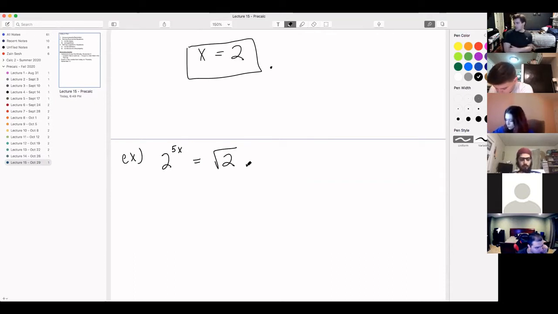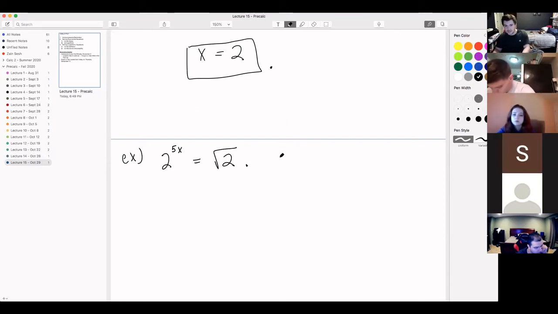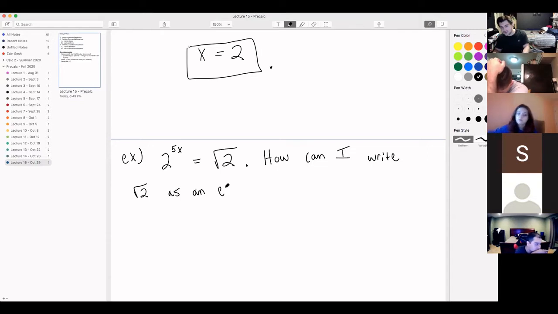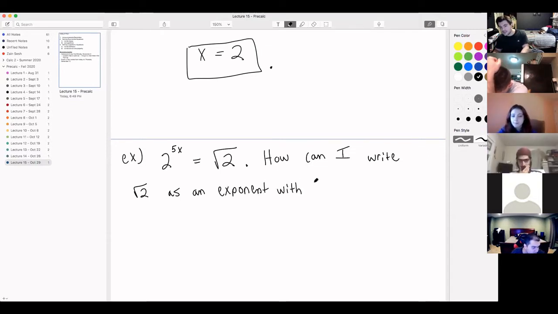That's kind of interesting. So the whole point here, remember, is I need to get both sides to have the same base. So maybe you guys see it already, but let me just pose the question. How can I write root 2 as an exponent with base 2? That's the question, because we need both sides to have the same base.